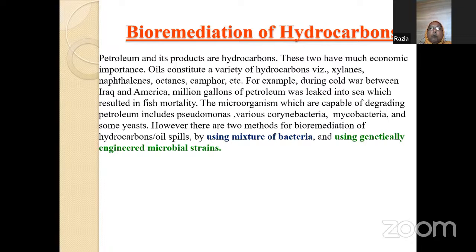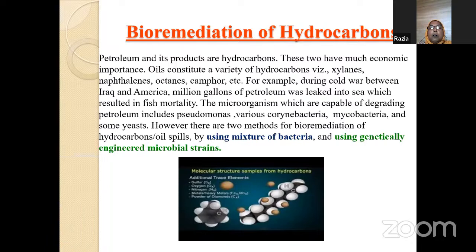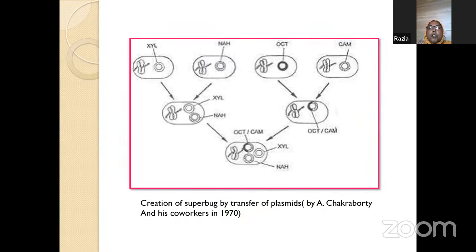So one very interesting story I would like to share here. Dr. Anand Chakravarti is one of the very reputed molecular biologists. He was trying to study the involvement of plasmids in the bioremediation of hydrocarbons. So next slide, please. Next slide, please. Yeah. So he tried to degrade the molecules xylene and naphthalene by two different bacteria harboring different genes.